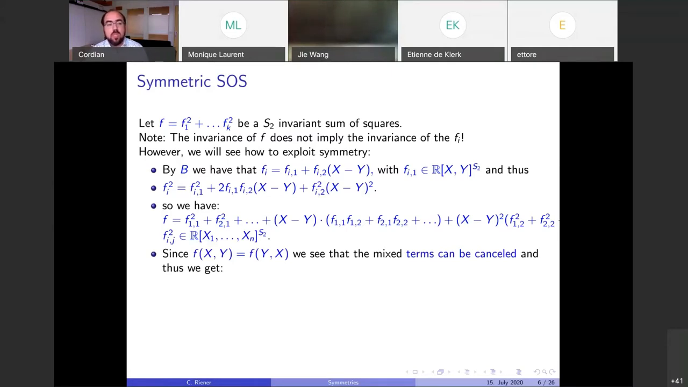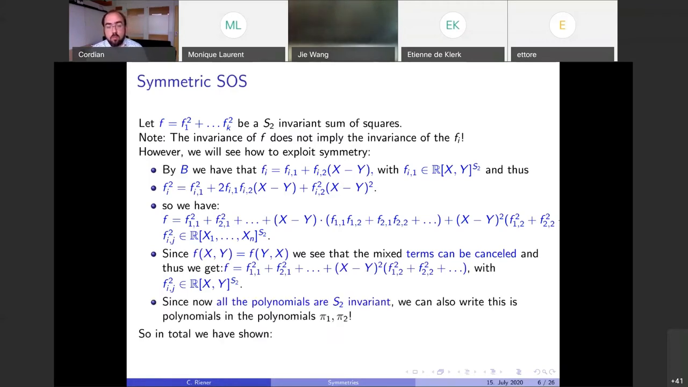Now we just need to use that f is in fact symmetric. So what does it mean that it's symmetric? It means f of x, y is exactly the same as f of y, x. So when I take one half f of x, y plus one half f of y, x, I get back the same polynomial because it's the same. However, you see in the middle that exactly those terms, because I will get a minus in there, will vanish when I sum them up. So those mixed terms can actually be canceled. And in the end, what I get is that I can write f as a sum of squares of these invariant polynomials, plus sums of squares of invariant polynomials times x minus y squared. Yes.